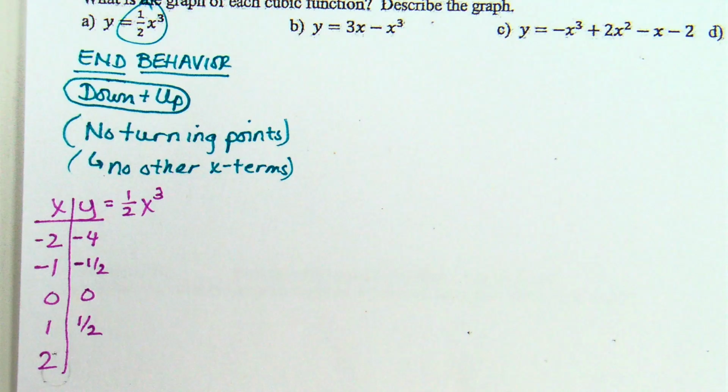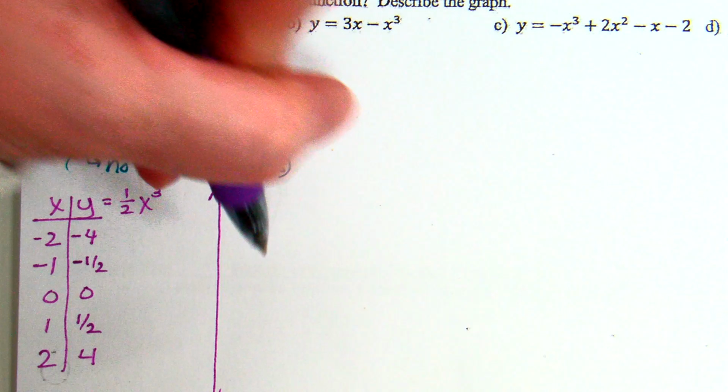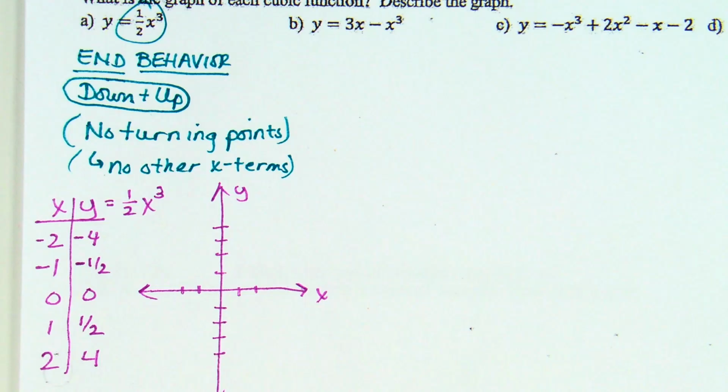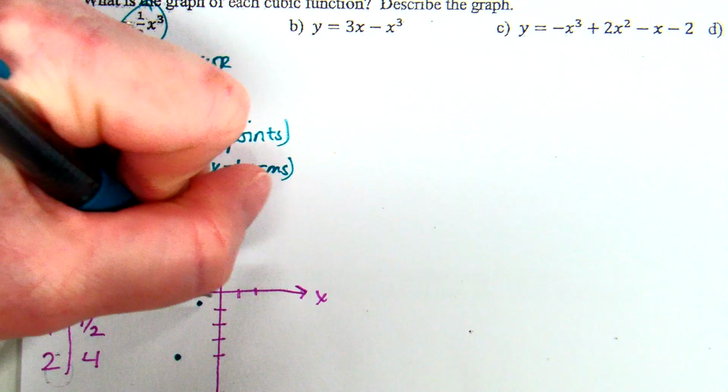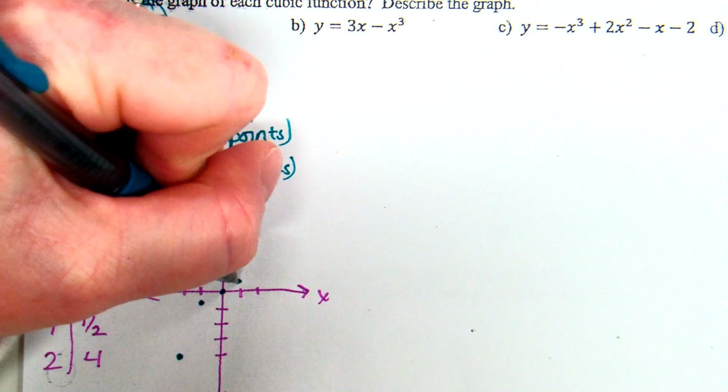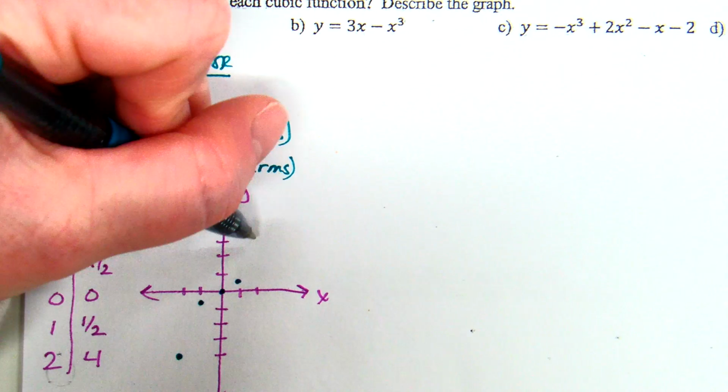Okay, let's sketch a graph of this. Obviously, you need to be able to graph: left and right on x, up and down on y. So negative 2, negative 4: left 2, down 4. Left 1, down a half. 0, 0. Right 1, up a half. 2, 4.